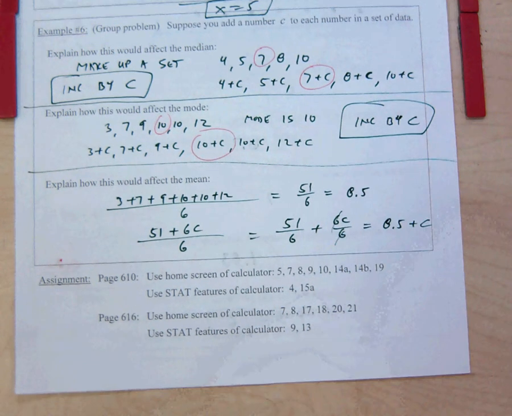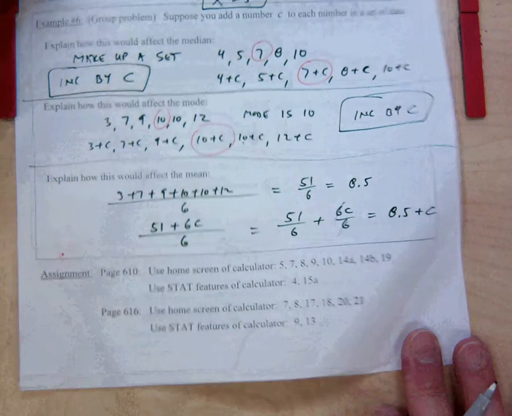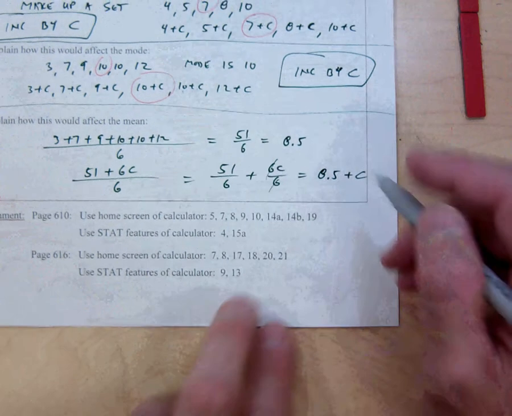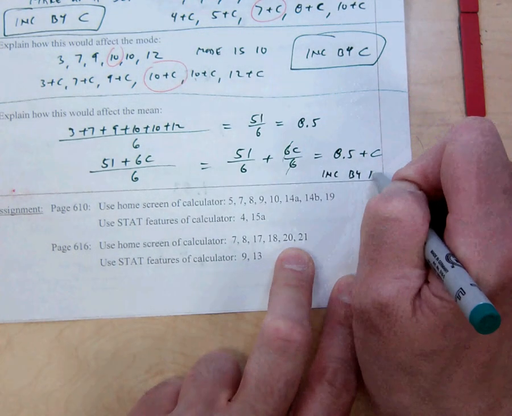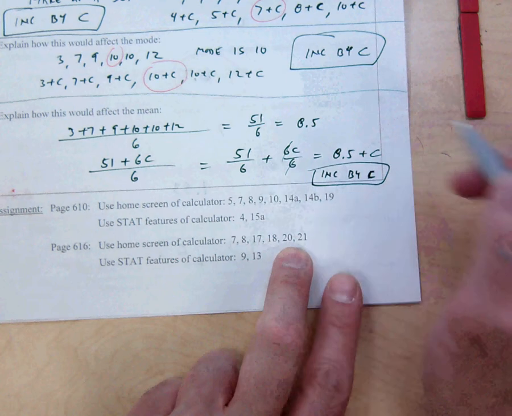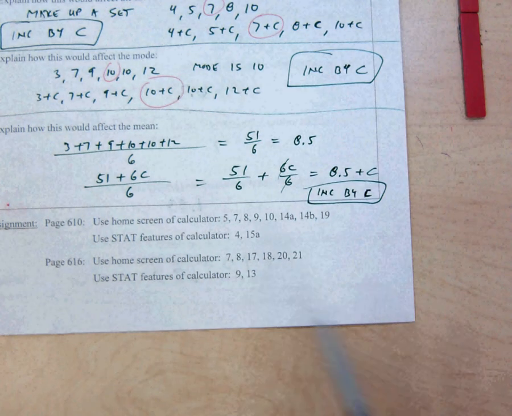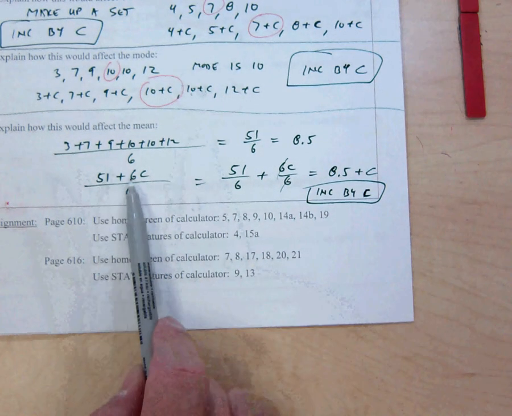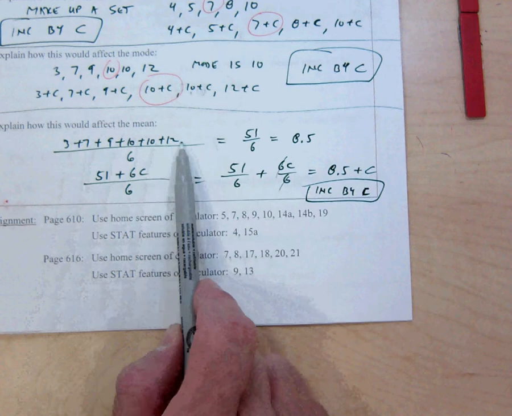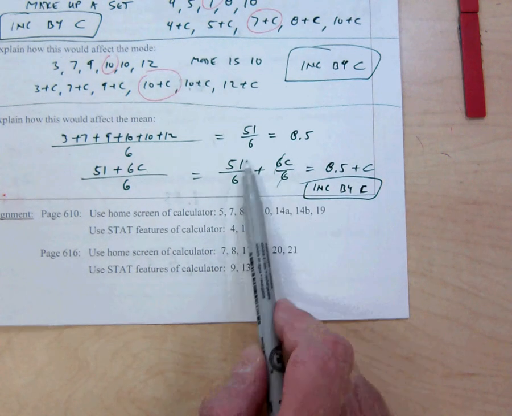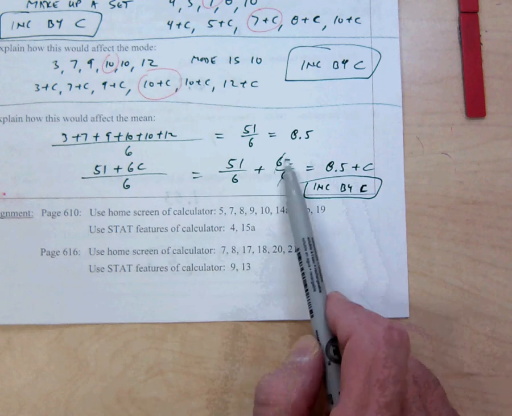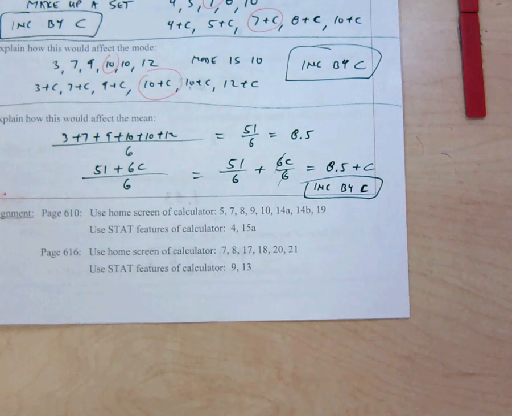So again, so what would happen, guys? It would what? Increase by what? C again. Wouldn't it? Kind of cool how I figured that out, isn't it? But you see what I did? I took the old sum and I added 6 C's because each one of them is going to have a C added to it. And then I split it up into 51 over 6 plus 6C over 6. We already knew that that was 8.5, so that it would just go up by C, wouldn't it? Yes?